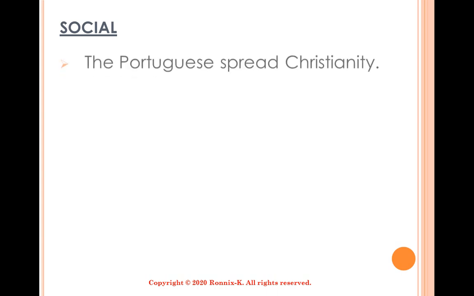When we say social, we mean people's daily life. How did the Portuguese improve people's way of life? Number one, the Portuguese spread Christianity. You know, the Portuguese were Christians. So they spread Christianity. Christianity is good because it shapes people's morals. Christians behave well because Christianity promotes love, forgiveness, patience.